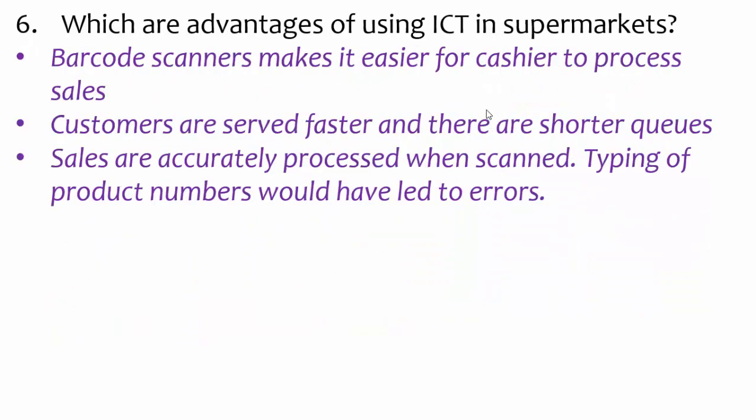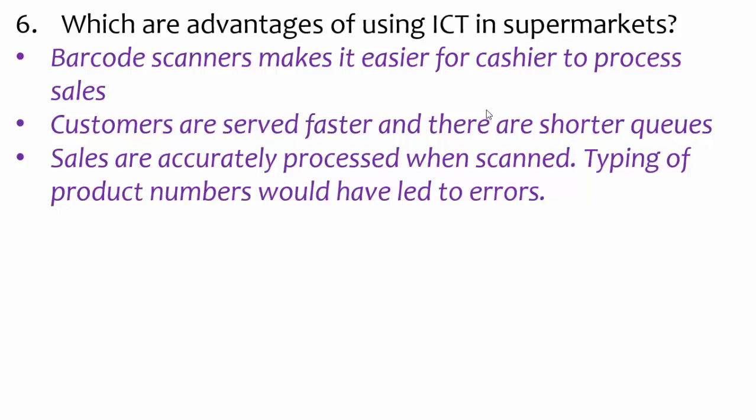Another question, number 6. Which are the advantages of using ICT in supermarkets? You remember very well that each time you go to supermarket, there's a very famous device called barcode scanner, which produces sound like tit, tit, tit when goods are being scanned. That one makes it easier for cashiers to process the sales. So it is an advantage to the employees. They are able to do a less difficult job compared to maybe typing.